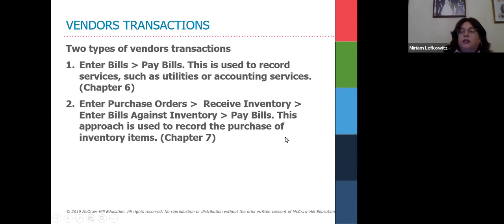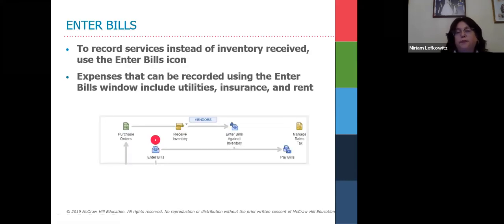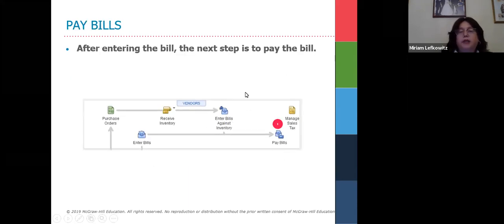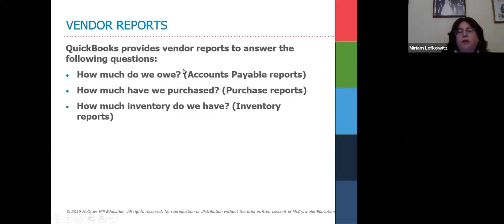Chapter 7, we're going to start with inventory, when you're actually buying inventory. So you're purchasing inventory and there's more paperwork. But they are connected. So 6 and 7, I usually teach at the same time. Okay, so we're starting with number 1, enter bills, and we're going to go into pay bills. Example, after entering the bill, you go to the next step, pay bill. Example will be insurance.